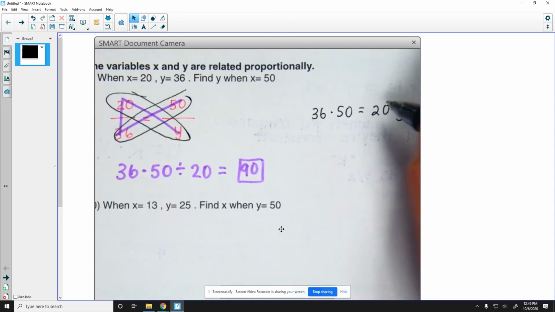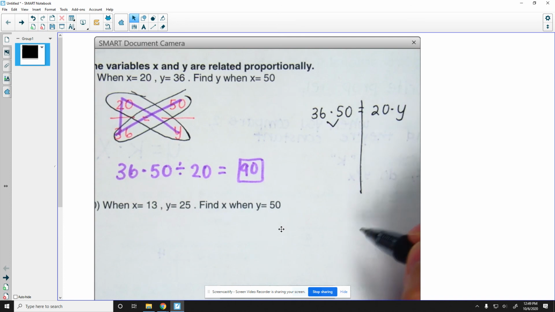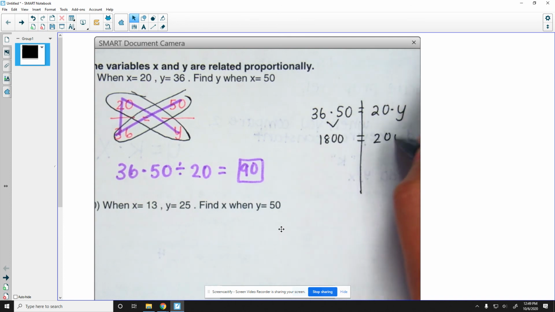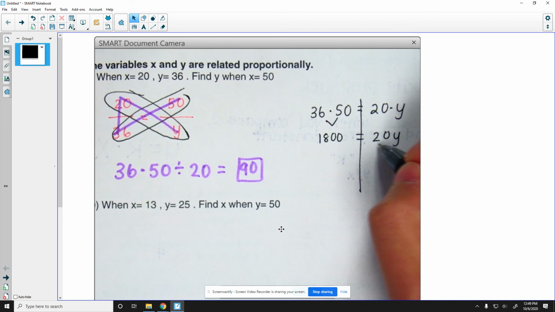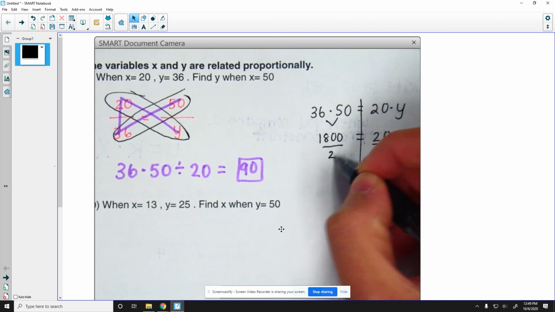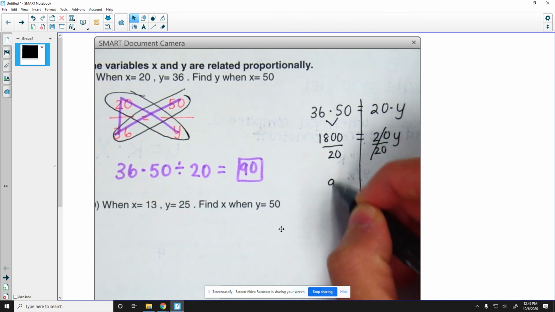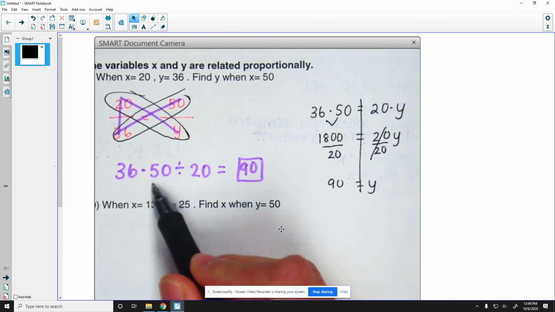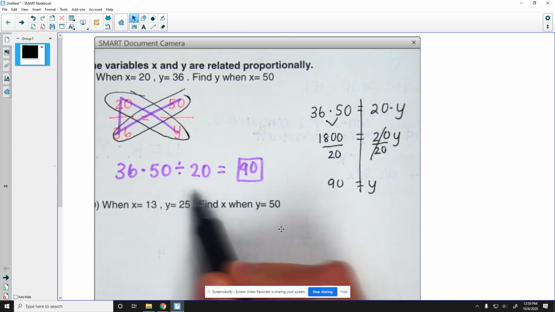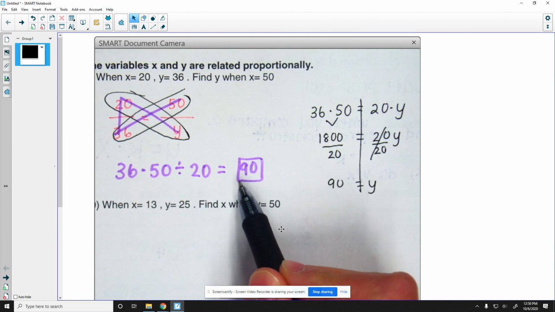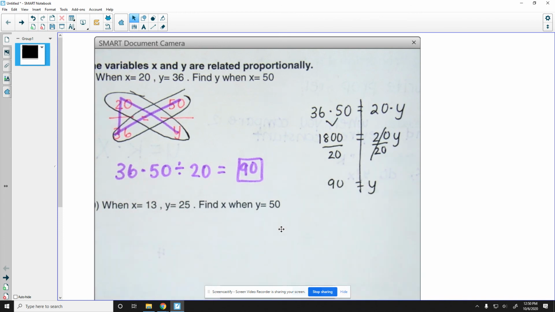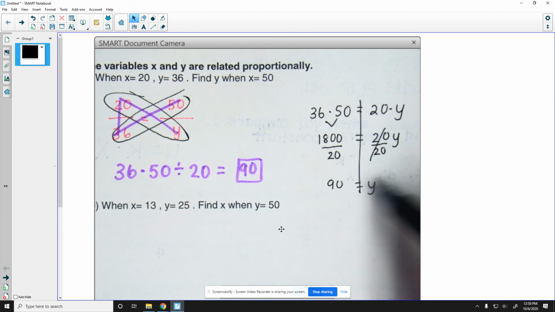So what did we do? We drew our line going down. We said that 36 times 50, use your calculator, is 1800 equals 20y. Then what did you do? You had to divide both sides by 20 to get y by itself. That's why you get 90 equals y. So this is the algebra behind it. I'm just showing you why this trick works. Your teachers taught you a trick last year, but I don't know if you truly know why the trick actually works. You can't just make up some random trick. So this is why it actually works.